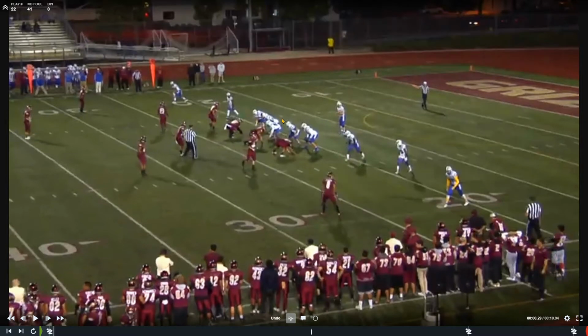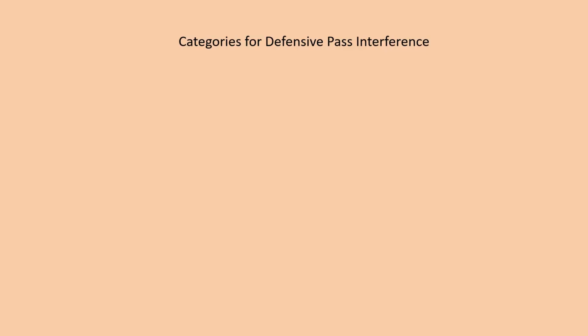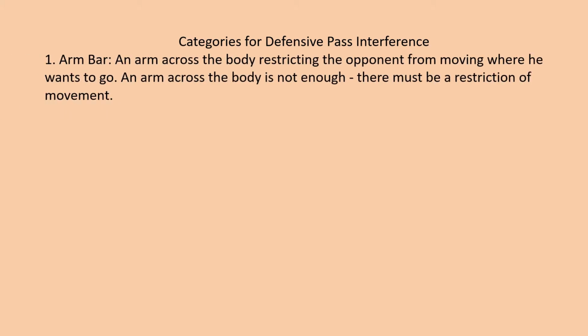All right, before we start discussing whether a particular play has a pass interference foul involved, let's take a look at the different categories of defensive pass interference. So the first category is an arm bar. Now, an arm bar is the arm across the body restricting the receiver. An arm simply out in front of the receiver or incidental contact is not enough. There's got to be a restriction of movement.